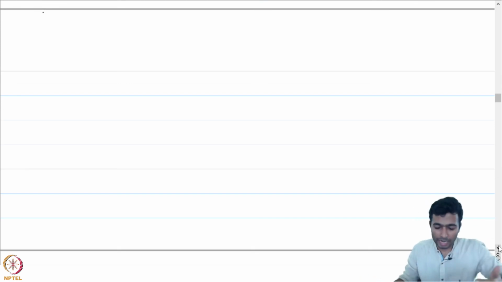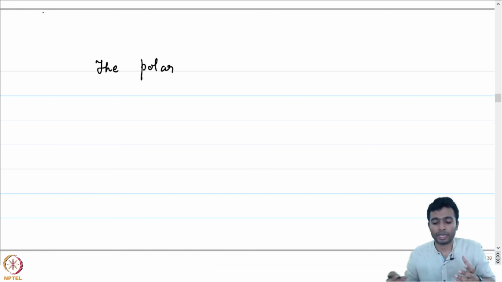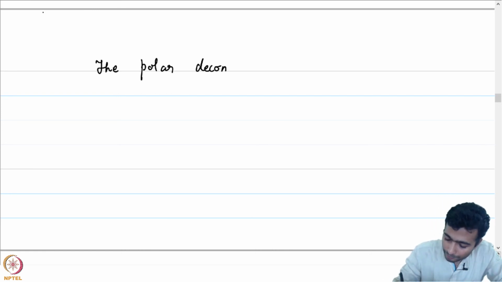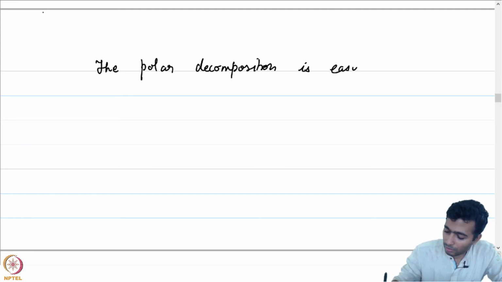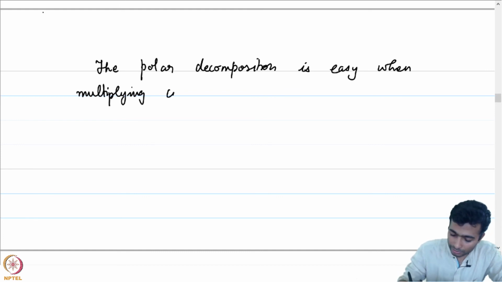Let's now revisit and come back to the polar decomposition. That's a very important representation of a given complex number. The polar decomposition is a particularly useful and easy way to multiply complex numbers. Polar decomposition is easy when multiplying complex numbers. In fact, we use this very crucially to describe the geometric meaning of our isometries.